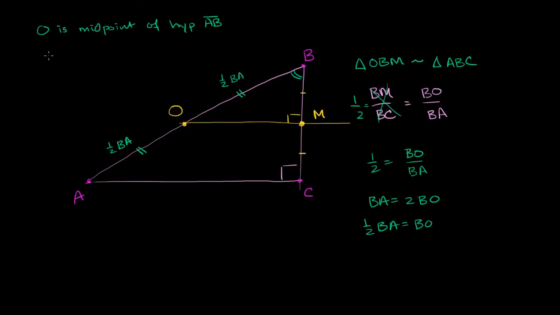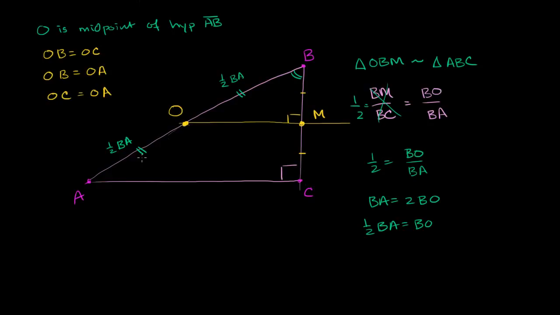So we also know that OB is equidistant from the endpoints of this segment right over here, so OB is equal to OC. But we know from this first statement that OB is also equal to OA. And so if OB is equal to OC, and OB is equal to OA, that means OC must be equal to OA. Or another way to think about it is that this point O is equidistant from all of the vertices of our triangle.